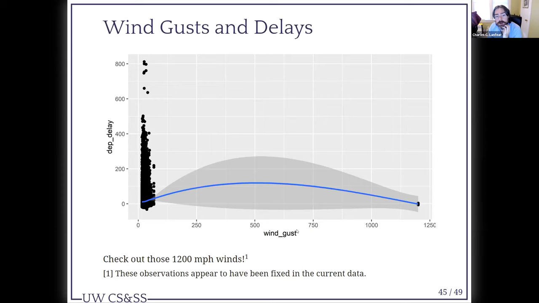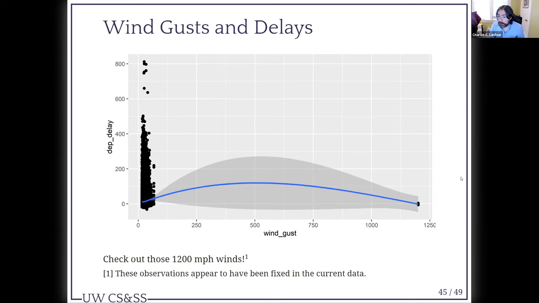So if you look over here, because none of these airports are on Venus, it is highly unlikely there were actually any 1200 mile per hour winds. So the 1200s over here are an obvious error in my data, okay? So we see some relationship, but it's all being driven by 1200 mile per hour Venusian winds.